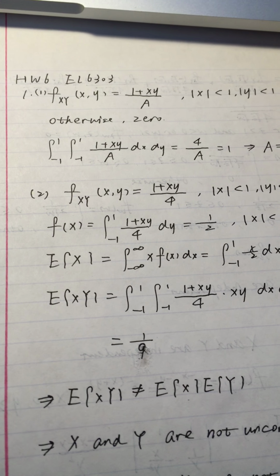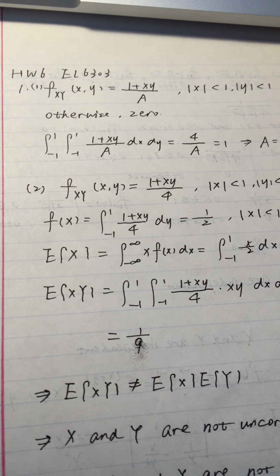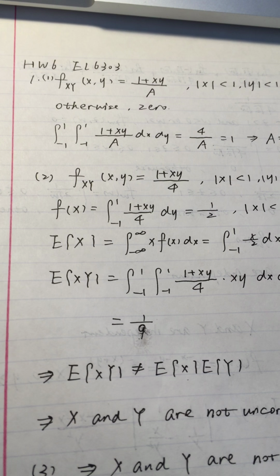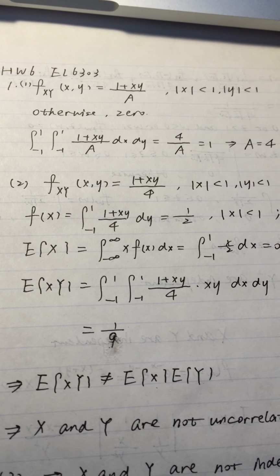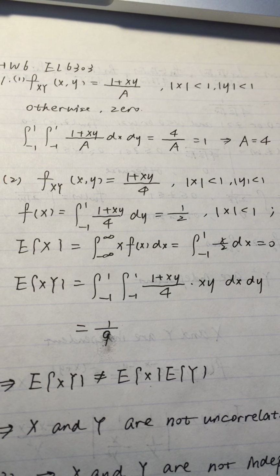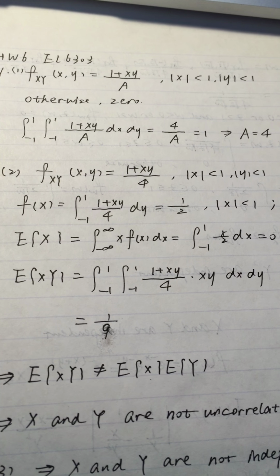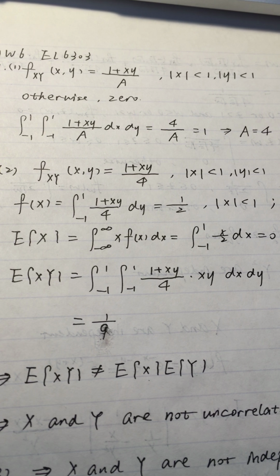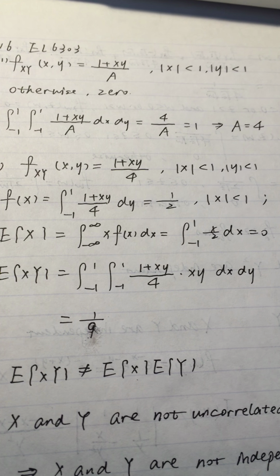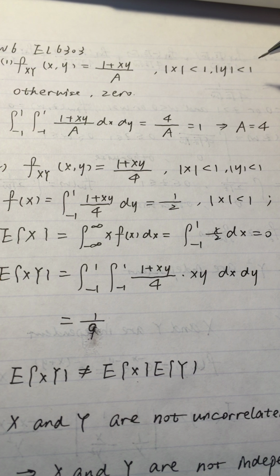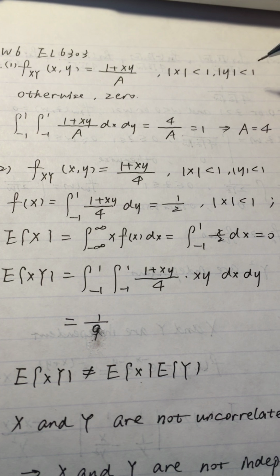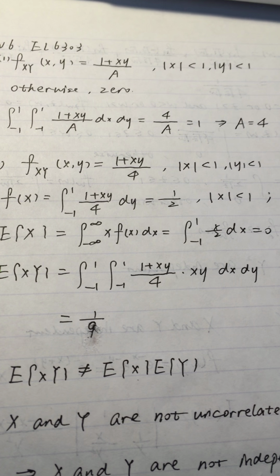This is EL6303 homework 6, problem 1. In this problem, the statement gives us the joint density function of the random variables x and y, like this. And this is a range of x and y.